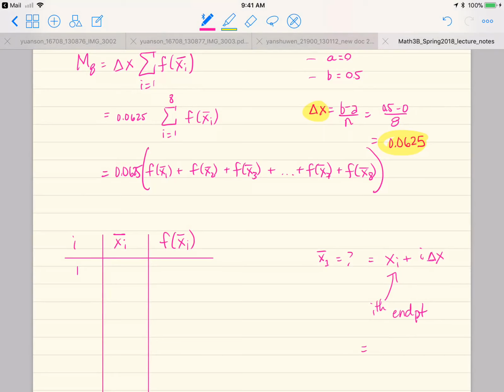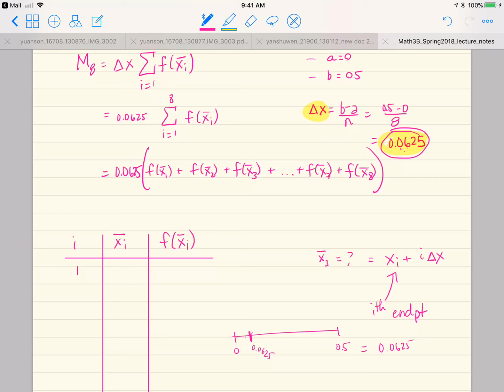So to get the first midpoint, if we know that the length of each interval is 0.0625, then the first endpoint is going to be 0.0625, right? It's like if you're starting at 0 and you're stopping at 0.5, and each subinterval has the same width, then your first endpoint is going to be 0.0625.